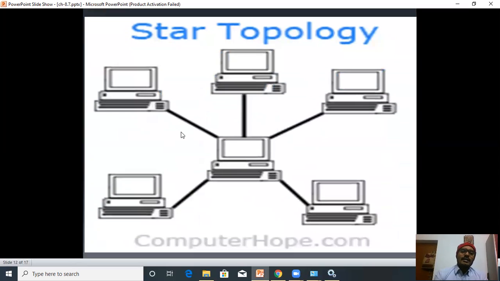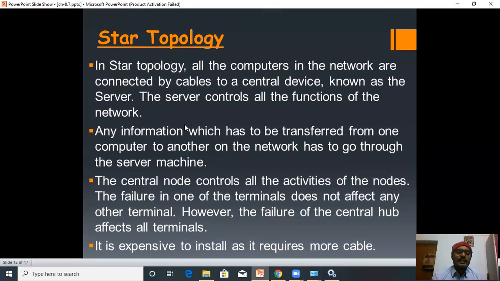You can see this is the picture of a star topology. The middle computer is the server, and it is connected to all the different computers, and this server controls all the client computers, or you can say this server computer controls all the other computers which are connected in this network. Next point, any information which has to be transferred from one computer to another on the network has to go through the server machine.